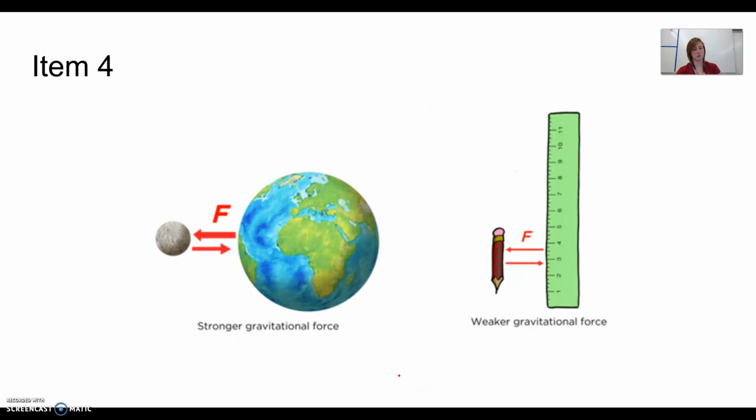Let's go ahead and look at item 4. So we can see the Earth and the Moon. They have a stronger gravitational force than a ruler and a pencil do. And what you know about the Earth and the Moon is that they also have more mass. So what item 4 is showing us is that more mass has a stronger gravitational force than things with less mass. And that totally proves what we said as our answer in question 1.